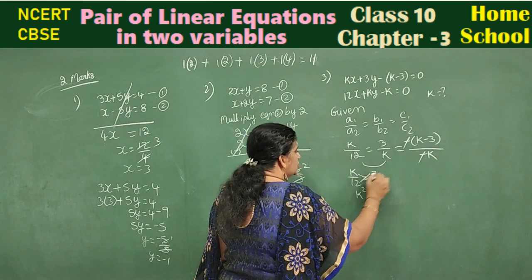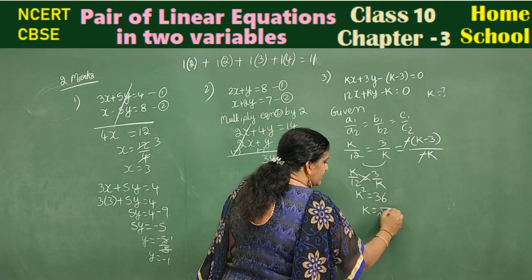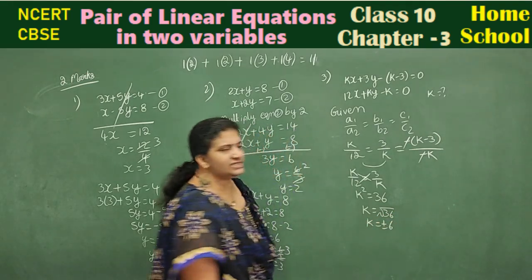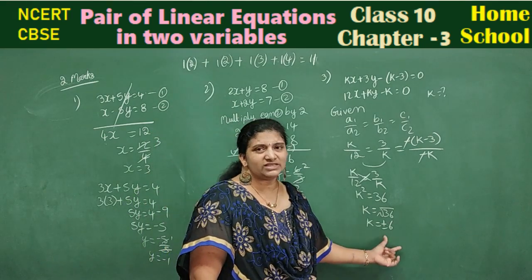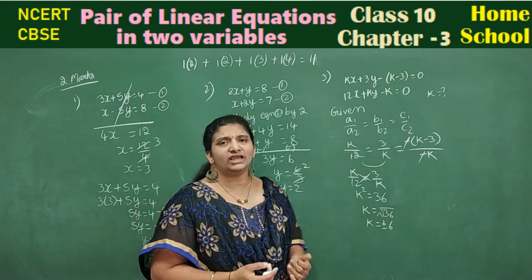k square, 12 threes are 36. k square is 36, k is equal to square root of 36, k is equal to plus or minus 6. Okay, k value is how much? Plus or minus 6. What did they ask? They asked us to find k value.